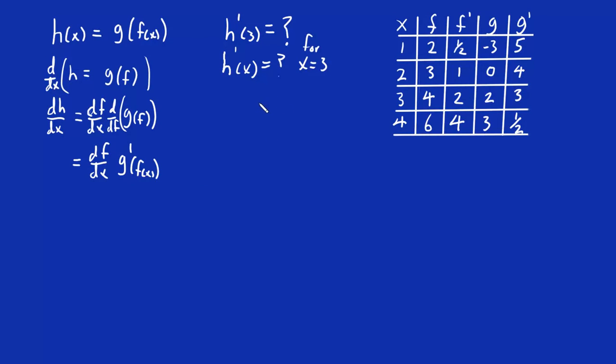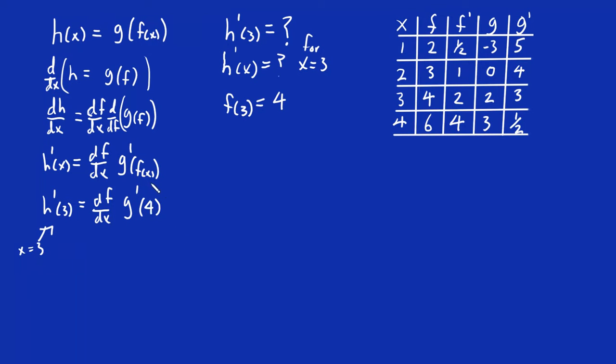So since we know that x is equal to 3, we can say f of 3 is equal to, and we go to our table here, so f as a function of 3, that's just equal to 4. So this over here, this h prime of x is equal to this. So we are looking for h prime of 3, and this is saying x is equal to 3. So this is equal to df/dx of g prime of 4. And that's because this is f of 3, which ends up being 4.